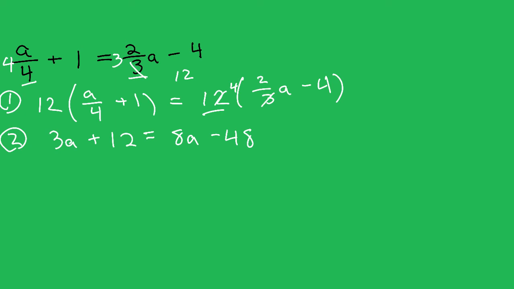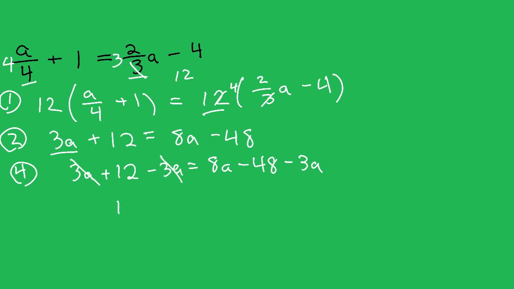Okay, step 3 is to combine like terms. We don't need to do that. There are no like terms to combine. So we can move on to step 4, which is to get the variables on one side and the numbers on the other side. So we'll get this 3a taken care of and put the variables on the right side. So 3a plus 12 subtract 3a equals 8a minus 48. Subtract 3a on the right side. These are taken care of. 12 equals 8a minus 3a is 5a minus 48.